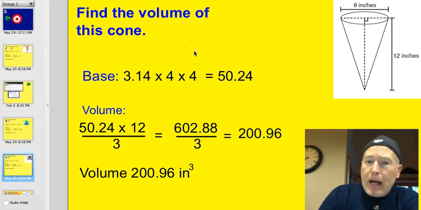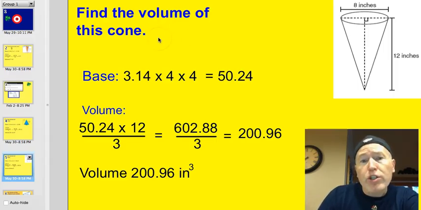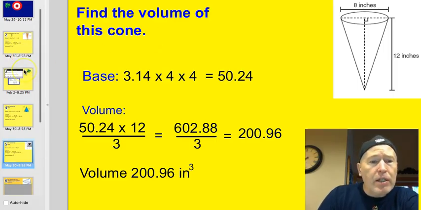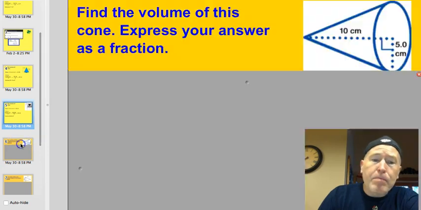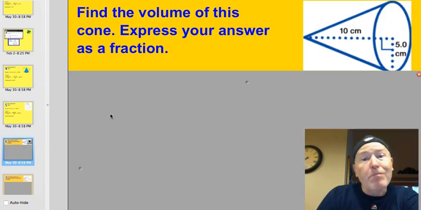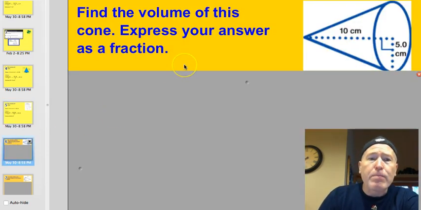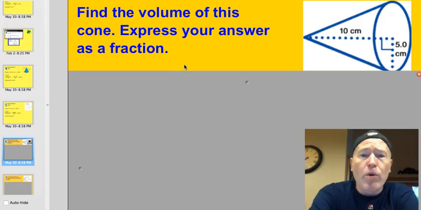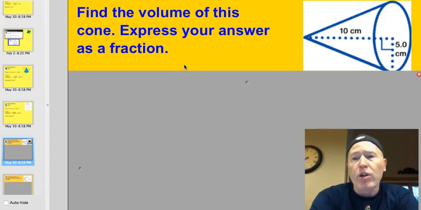When you're working with pi and larger numbers like this, sometimes you're going to end up with a very long answer. So watch in the directions to see if you're supposed to round that answer to the nearest 10th, 100th, or 1000th. There are a couple of those coming up. Here's one right here. Express your answer as a fraction. So please pause the video and find the volume of this cone. Express your answer as a fraction. Go ahead.